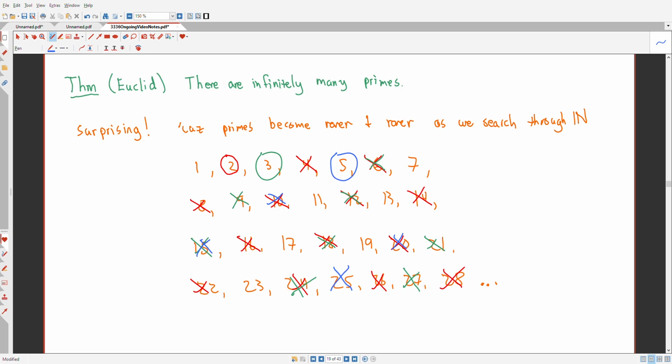I wrote down the first 28 natural numbers. Oh, I never crossed out 1. 1, of course, isn't prime, just for silly reasons. Once we found the first 3 primes, 2, 3, and 5, by consequence of those being primes, everything else is off the table, and all the numbers left over here, I'll just circle them in some other color, in purple. It turns out these numbers that didn't get crossed out also happen to be prime.